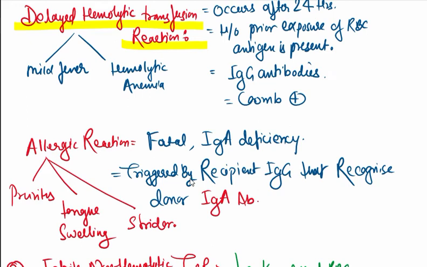Next one is the delayed hemolytic transfusion reaction. So how much delay? It is 24 hours. It occurs only after 24 hours of blood transfusion, and there is a history of exposure to RBC antigen. Okay, so there is a prior history of RBC or blood transfusion from the same donor. So what is the presentation? Mild fever and hemolytic anemia. It is IgG antibody mediated, and the Coombs test is positive here also.